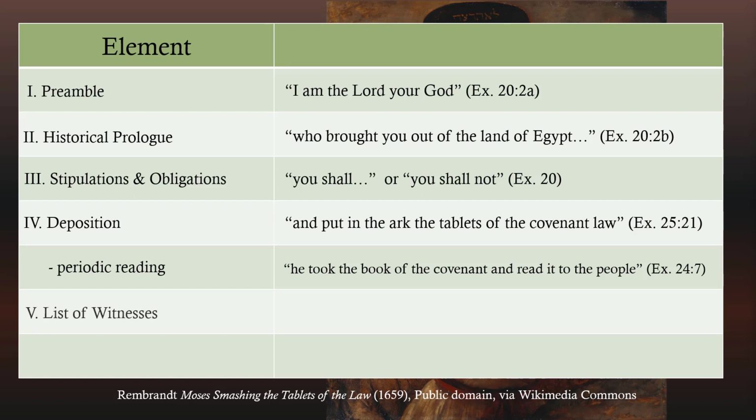List of witnesses. This is my favorite one, because who can be witnesses for God? Who can stand outside and be witnesses for God? Well, God says, heaven and earth. I call heaven and earth as witnesses. That's what God says in Deuteronomy. So the list of witnesses, I call heaven and earth today.